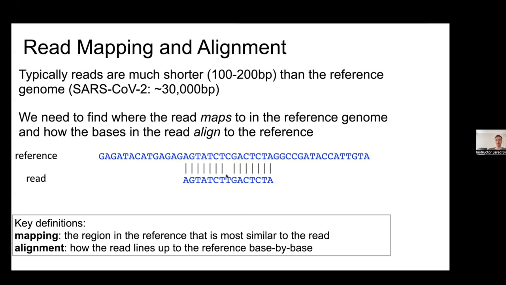You've probably heard of the SAM and BAM alignment format. SAM stands for sequence alignment and mapping, so it stores both the mapping of the read and the alignment of the read. BAM is just a binary version of SAM that represents the same information in less space. The key definitions here are the mapping, which is the region in the reference that is most similar to the read, and the alignment, which is how the read lines up to the reference base by base.